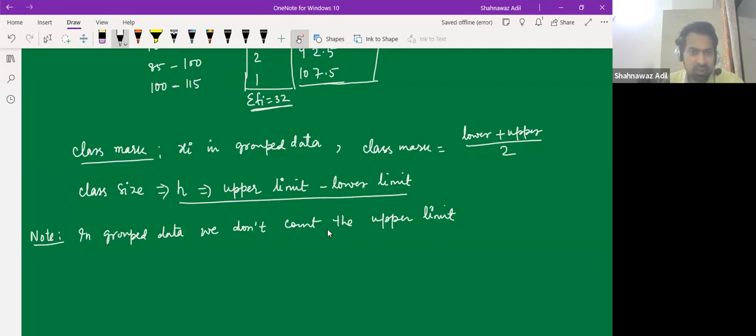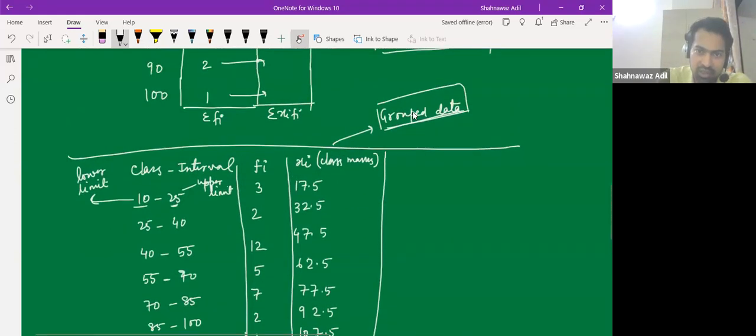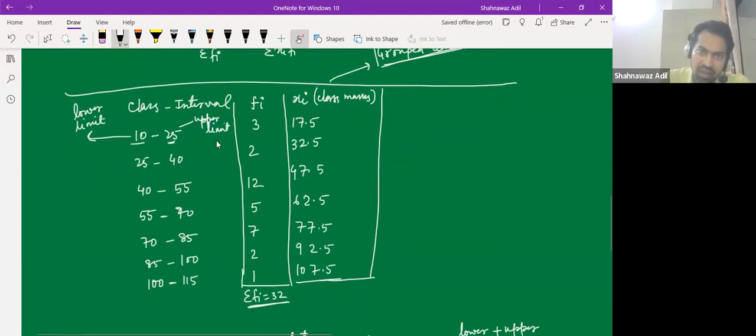Okay, and what other things to note here? Class mark is there, class size is there. Now we have everything, and the class interval. So now we have fi, now we have xi. So we have to calculate the mean, right? So we make a table of fi xi, right? So this would be how much?